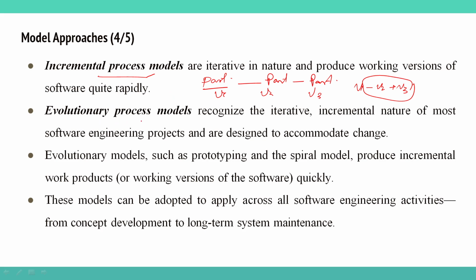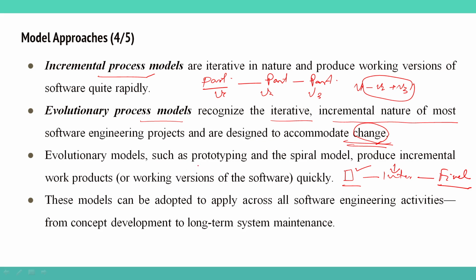Then next is the evolutionary process model, which is iterative and incremental in nature, like most software projects, and is designed to accommodate changes. So in an evolutionary model, which we have just discussed, you have an initial stage, then intermediate stages, then a final stage. In the first stage, whatever you know can be used. Then in the intermediate stages, you can add everything. And finally, after changes, you can get the final product. So that means you will be able to accommodate different changes.